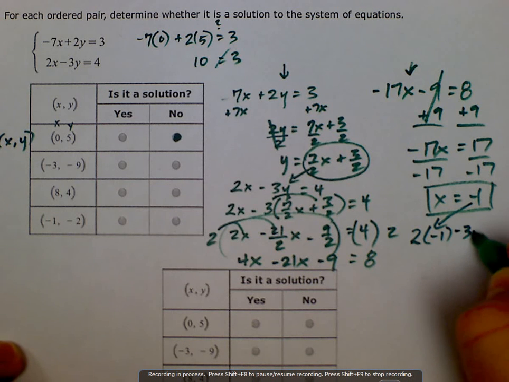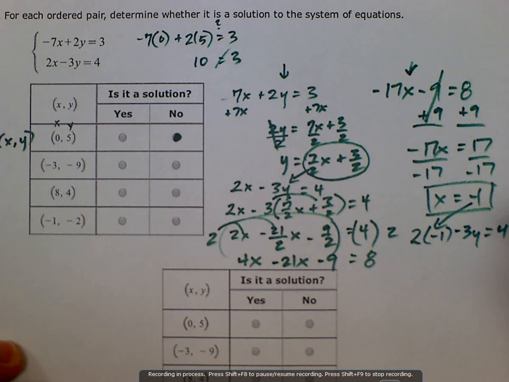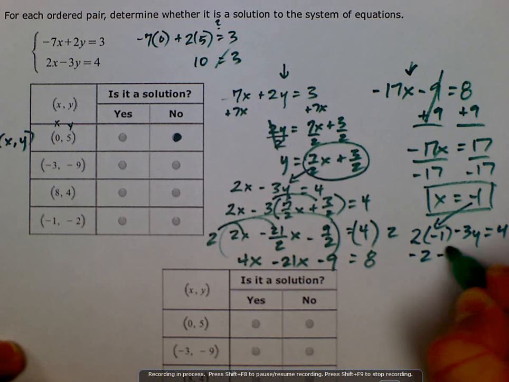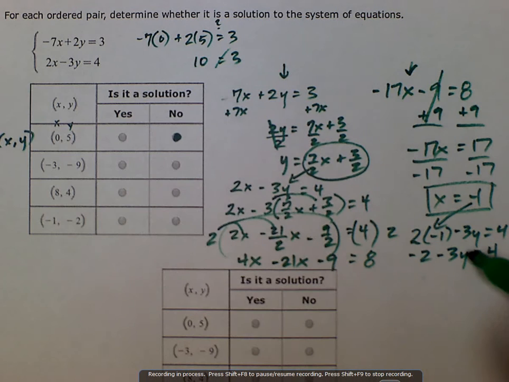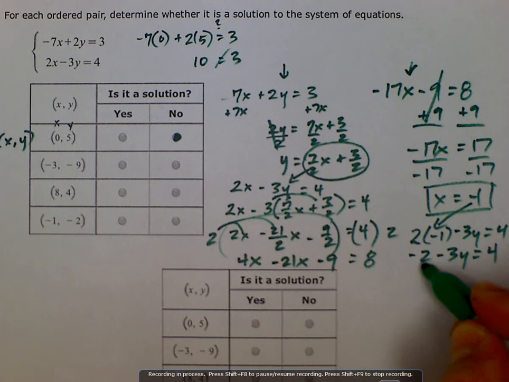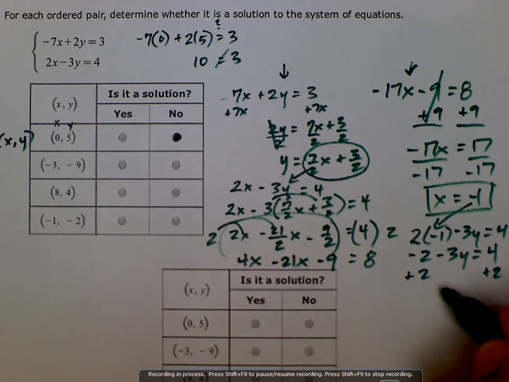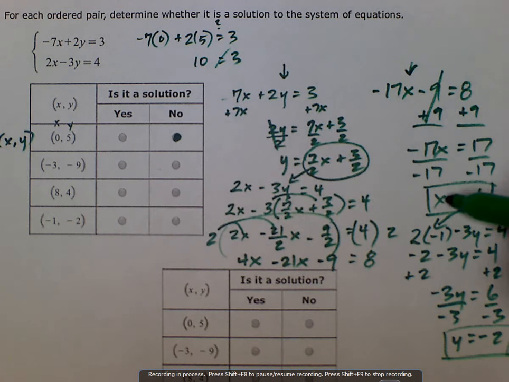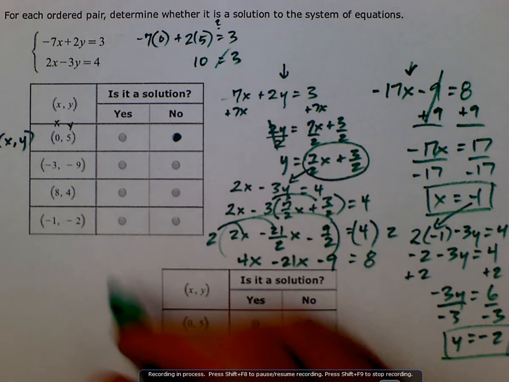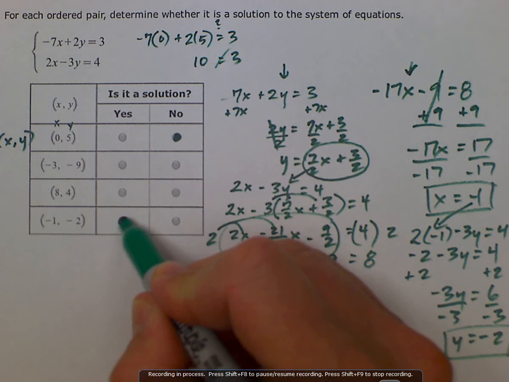Minus 3y equals 4, giving me -2 minus 3y is equal to 4. And then I can use opposite operations to isolate my variable y. So I would add 2 to both sides of my equation. -3y is equal to 6, and then divide by my coefficient. And y is equal to -2. And solving here through substitution shows us that there's one solution, and it is when x equals -1, y equals -2. So this is our only solution, and the rest of these are not.